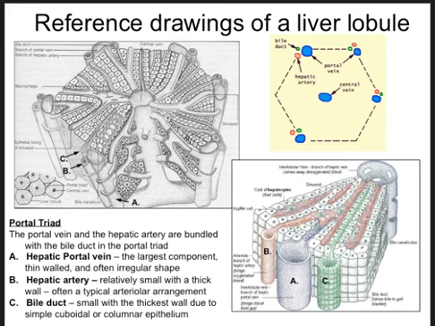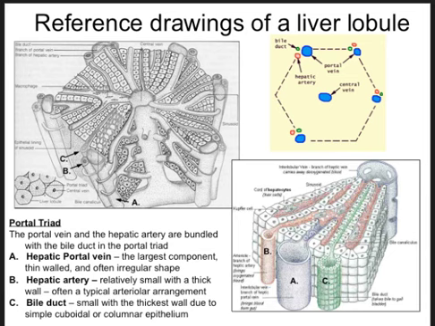And so here you can see a description of what we call the portal triad. The portal vein and the hepatic artery are bundled with the bile duct in the portal triad. The hepatic portal vein is the largest component. It's thin-walled and often has an irregular shape. The hepatic artery is relatively small with a thick wall, often a typical arterial arrangement. And the bile duct is small with the thickest wall due to the presence of simple cuboidal or columnar epithelia.